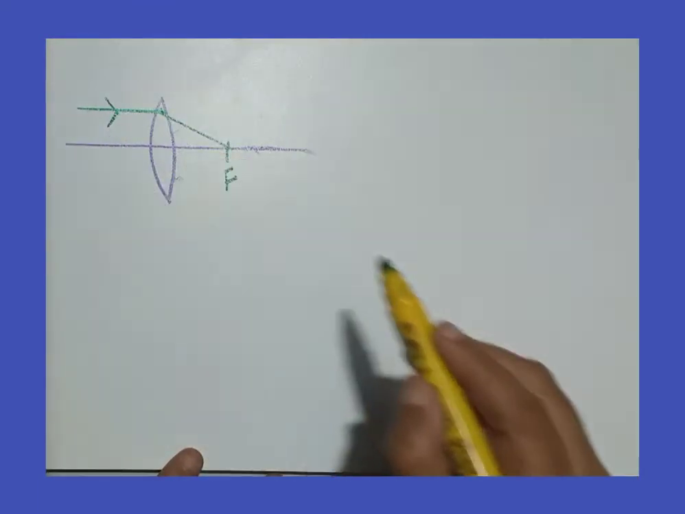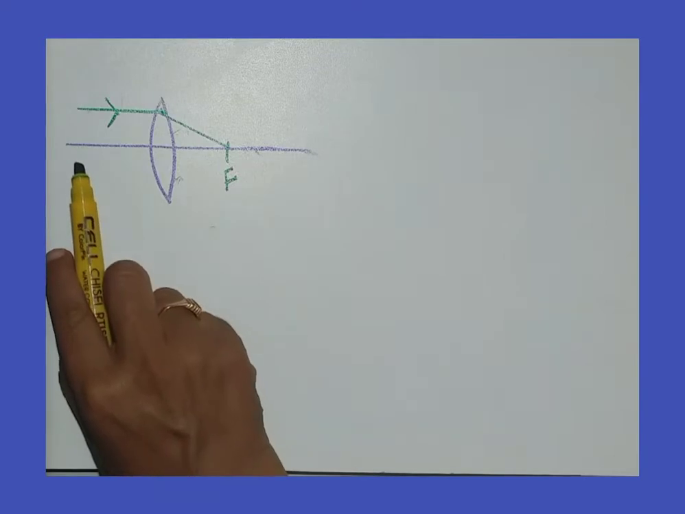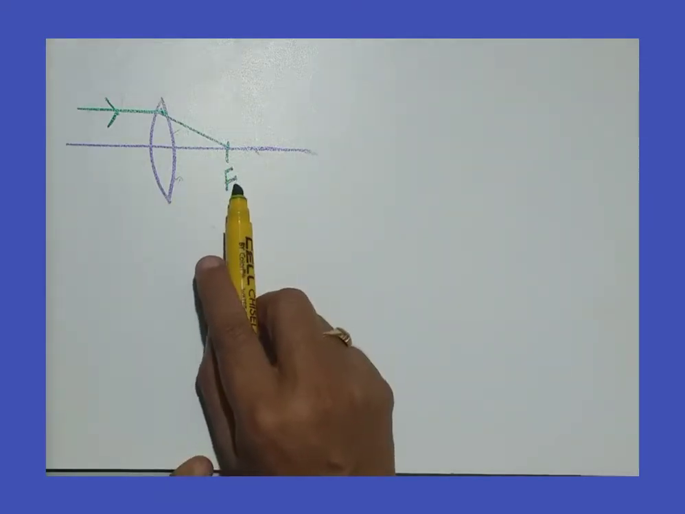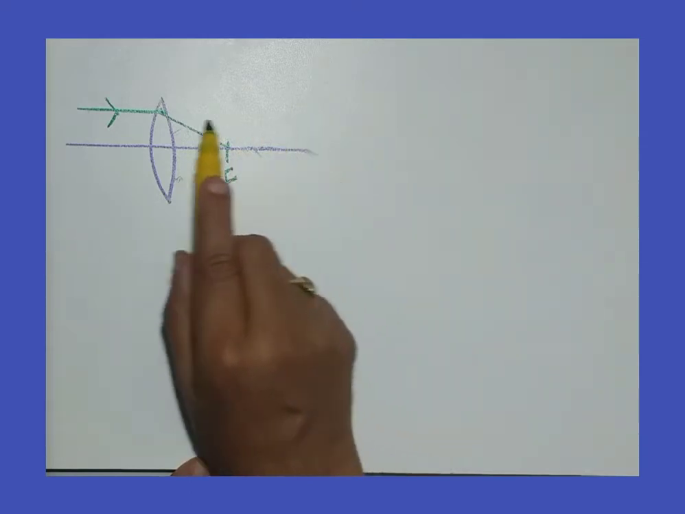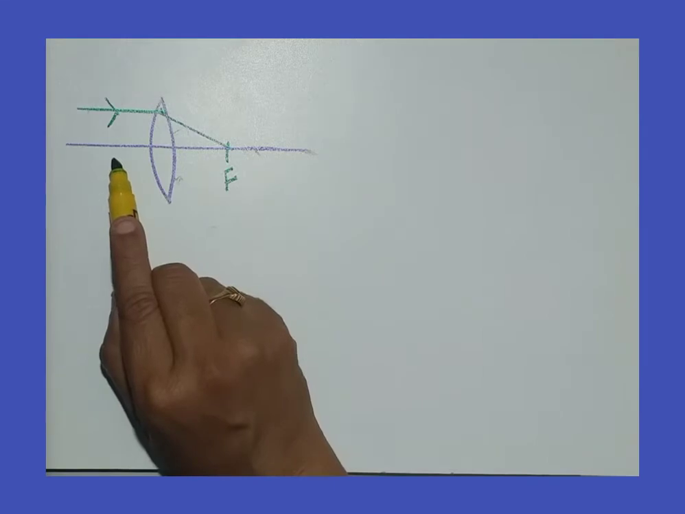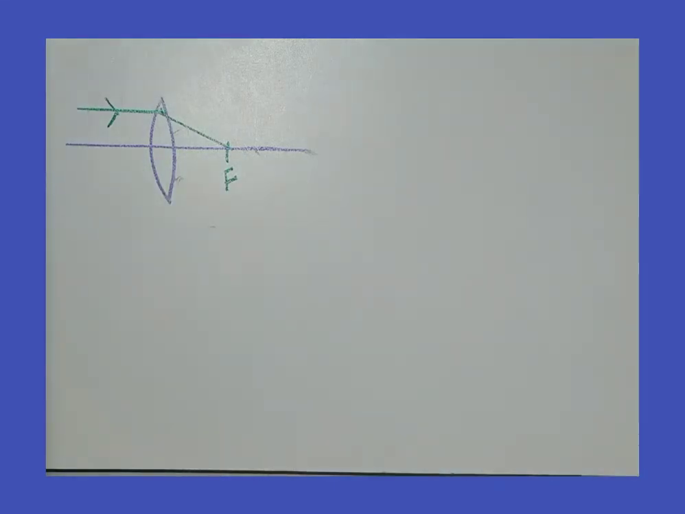In contrast to the mirror, observe carefully here, if the incident beam is from the left side, it creates a principal focus on the right side. If the incident beam is from the right side, then it creates a focus on the left side. That means there are 2 foci for the lens. Now, we define this principal focus. Whenever a parallel beam of light falls on a convex lens, it converges to a point on the principal axis. That point is called the principal focus.